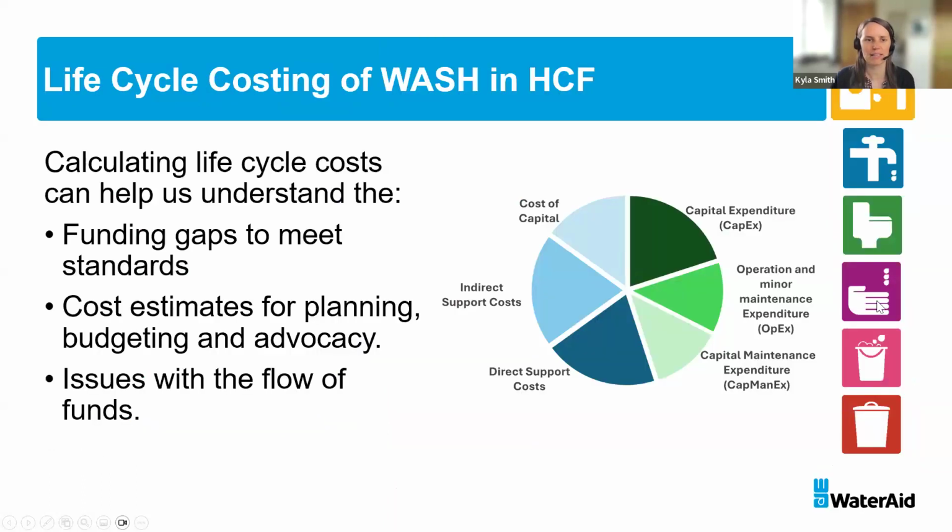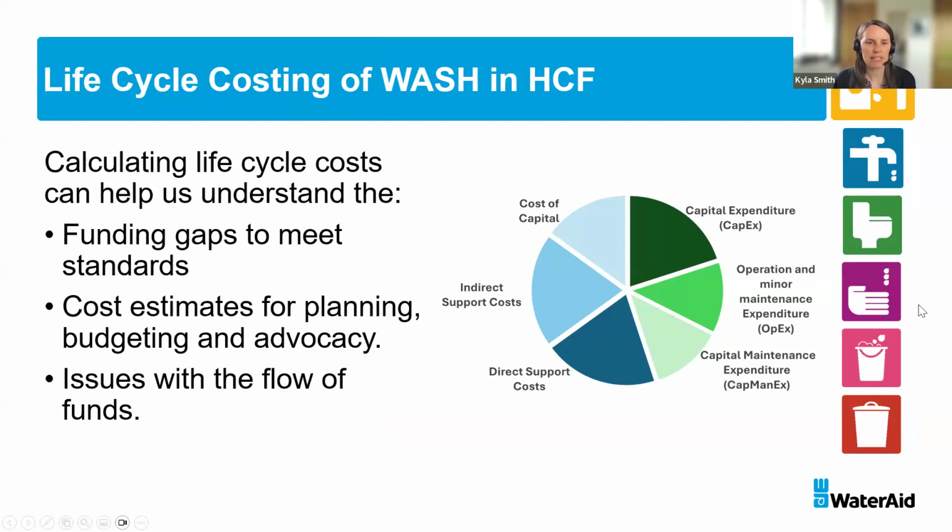Next slide, please. So when WaterAid is working with government on life cycle costing, we do so across the 6 components shown here, such as capital expenditure, operation maintenance expenditure, and so on. And we'll apply all of these cost components to each of the 5 WASH services in healthcare facilities: water, sanitation, hygiene, environmental cleaning, and healthcare waste management.